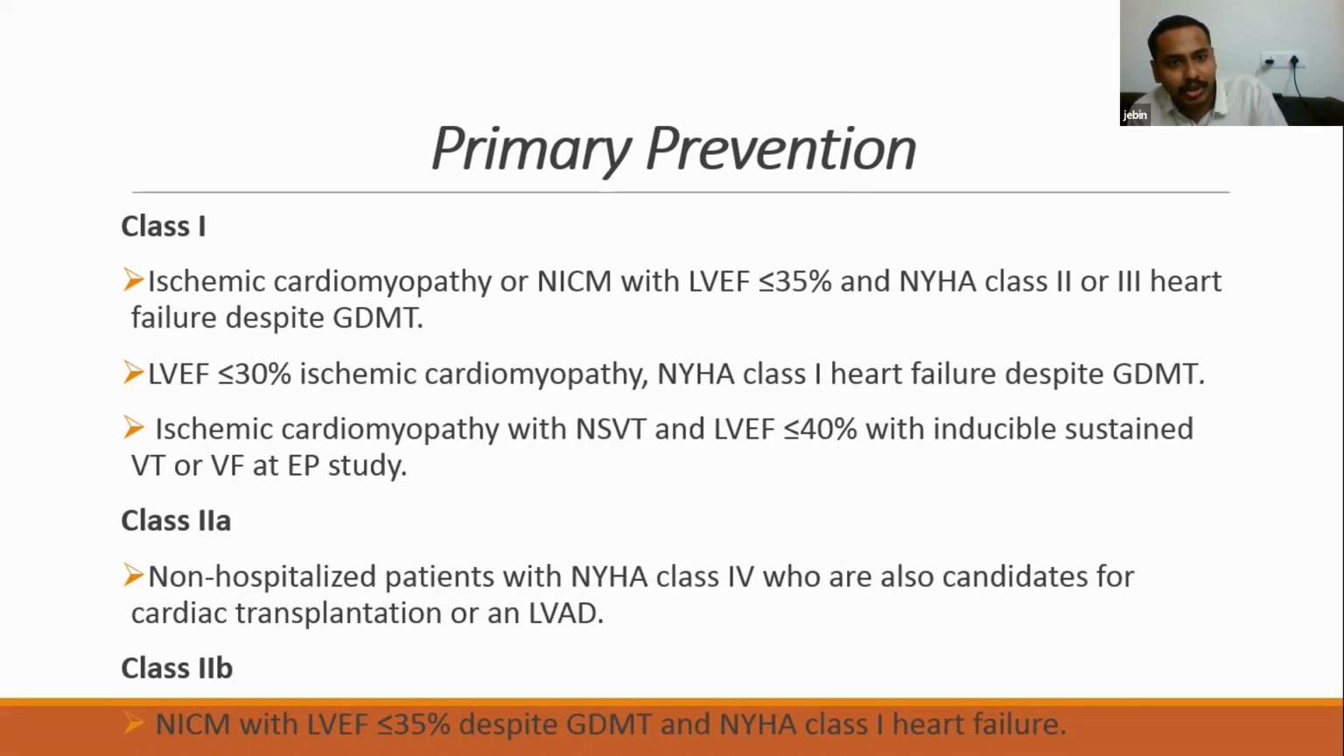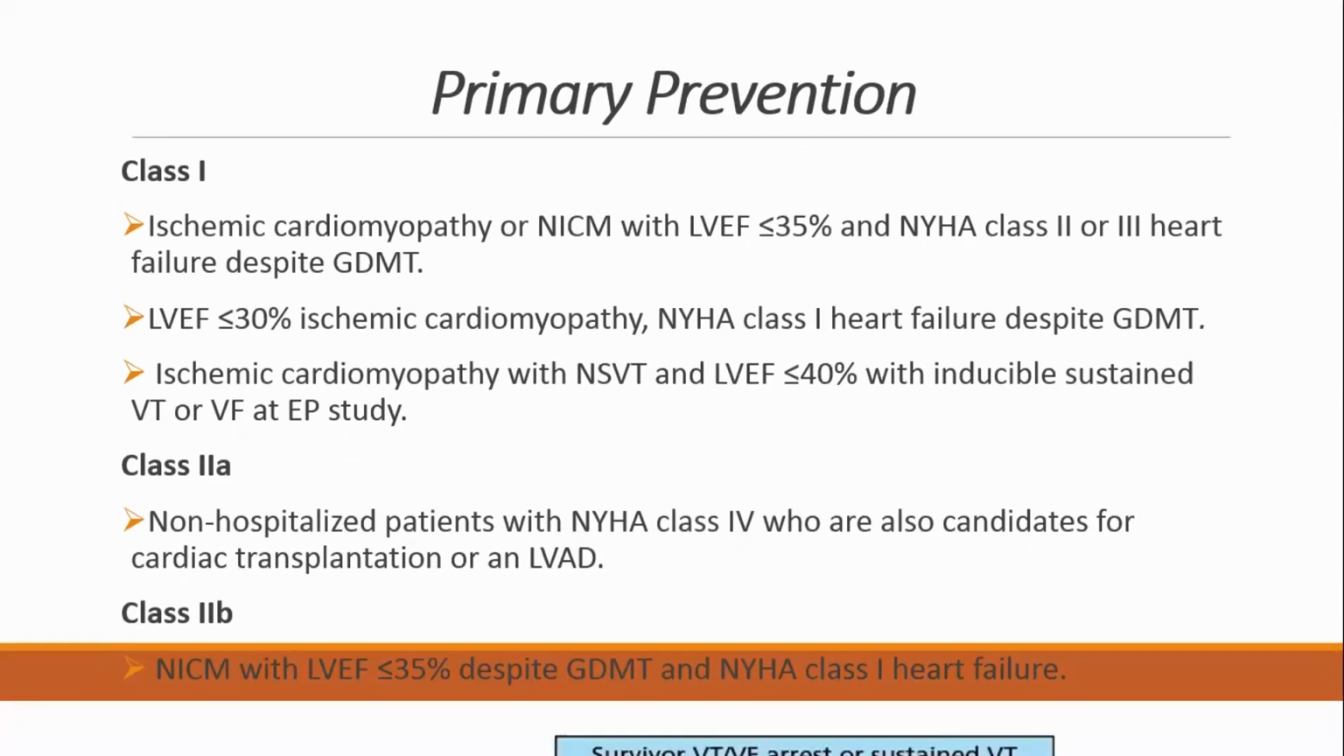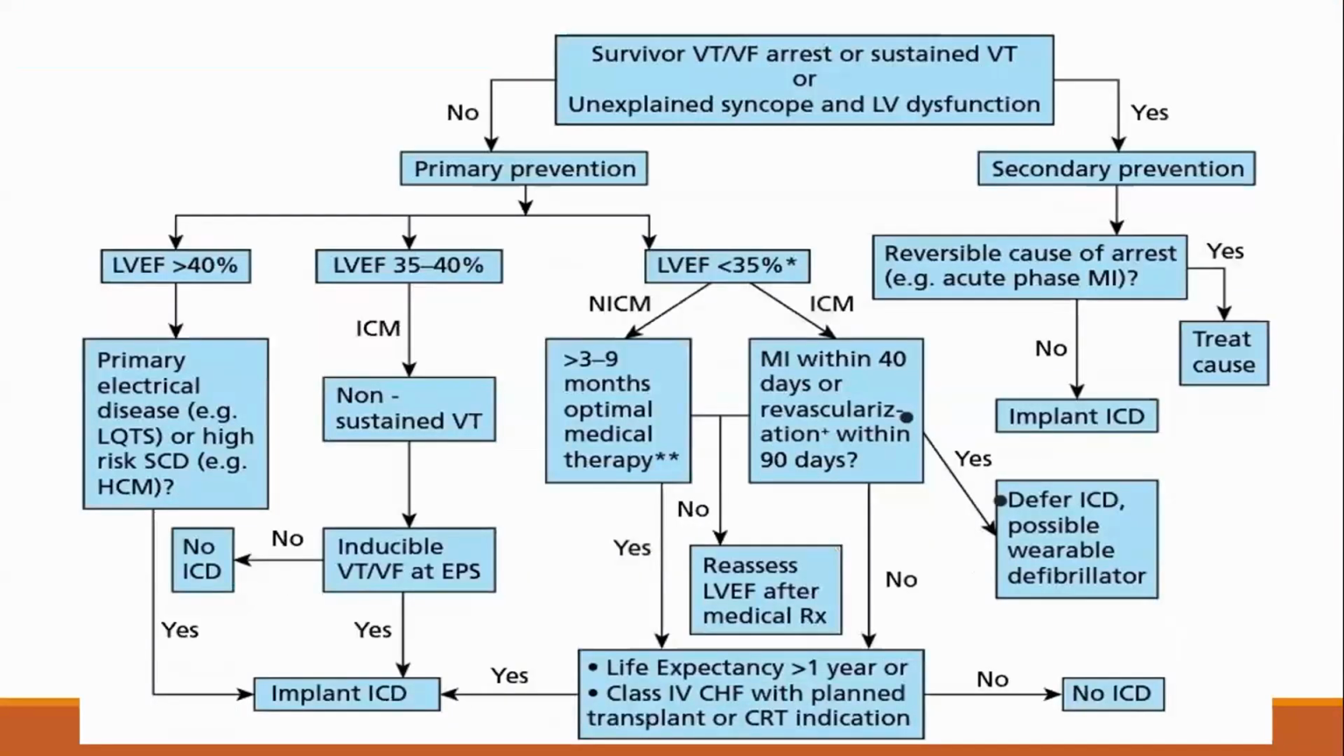And people with ischemic cardiomyopathy with non-sustained VT with EF less than 40% with inducible sustained VT or VF on electrophysiological study. The class 2A recommendation is non-hospitalized patients with NYHA class 4 heart failure who are candidates for cardiac transplantation or an LVAD. The class 2B recommendation is any patient with non-ischemic cardiomyopathy with EF less than 35% despite goal-directed medical therapy and on NYHA class 1 heart failure. The same indications for primary prevention and secondary prevention were put on the algorithm.